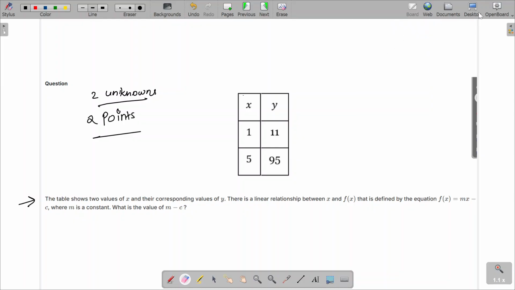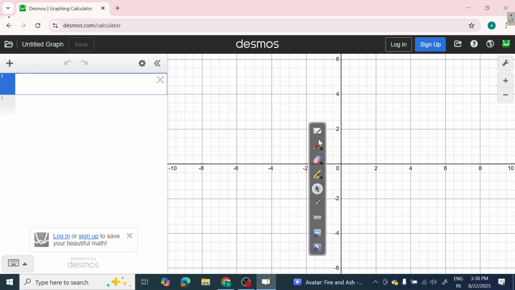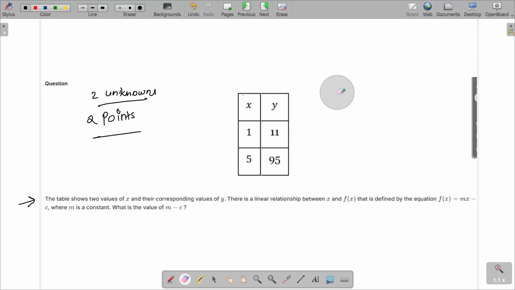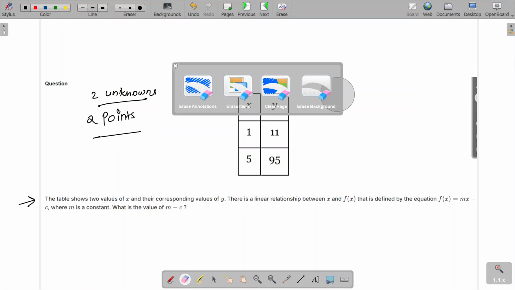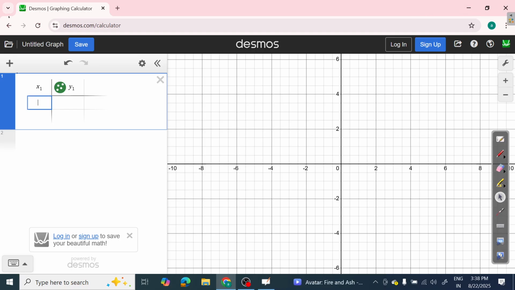So let me open Desmos, and for regression, I use a table. I'm going to insert a table. Click on this plus sign, table. Now I'll put the values. If you have not watched the previous videos, you won't understand regression that easily. So make sure you watch part 1 and part 2 of the Desmos course. Now here the values are 1, 11 and 5, 95. Done. Let's see what function is given.